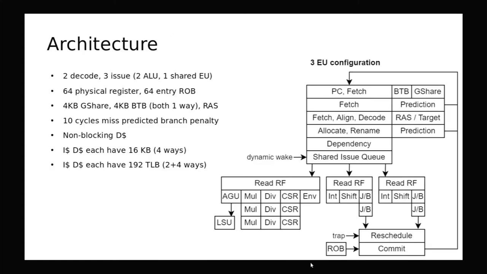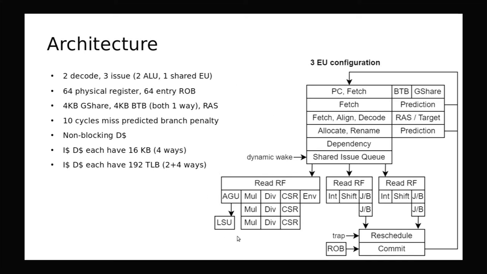I will not go too deep in the architecture, but I will give a few insights to get some feeling of how this kind of core could work. Let's start by saying that in the core there are two decoders, which means that when the core fetches instructions, it can read up to two instructions per cycle to push them further in the pipeline. Three issue, which is how many instructions can start execution each cycle. And to do those three issues, there are three pipelines.